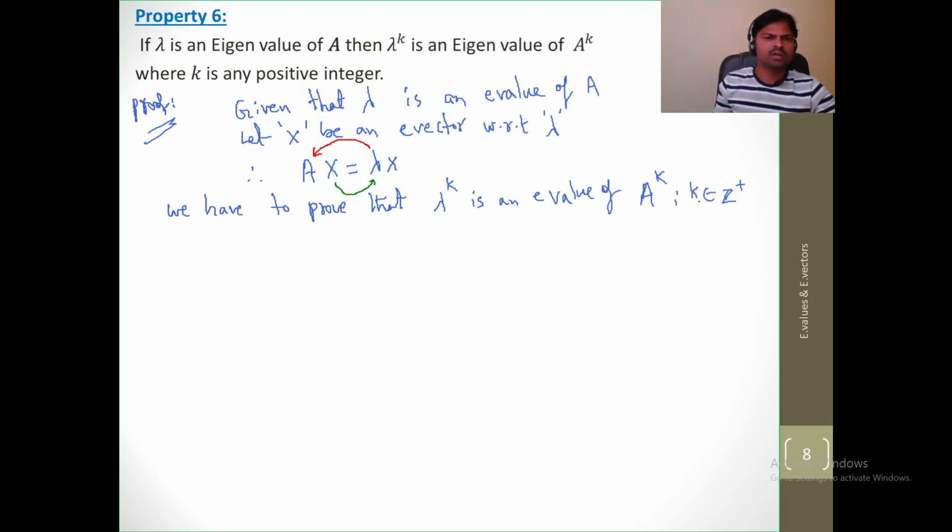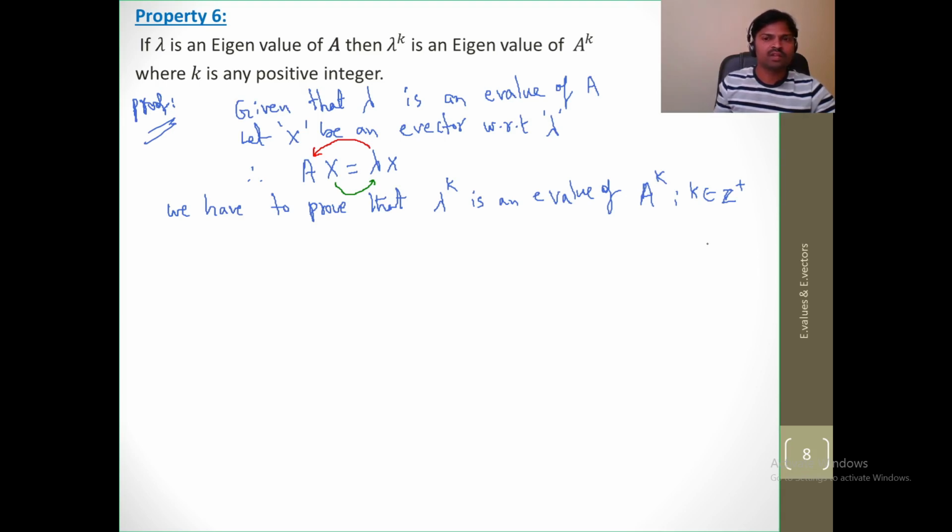If k is negative, what happens? If k is negative, then take k equal to minus 2. Lambda power minus 2 becomes 1 by lambda square. It is okay. But what about A power minus 2? It is meaningless. A power minus 1 is meaningful. That is the inverse of A.